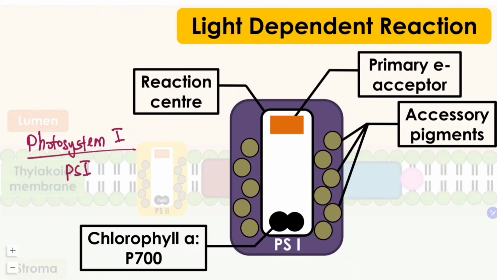The only difference is the reaction center chlorophyll is P700. It is still made up of a pair of chlorophyll A, but now the chlorophyll A is called P700. All the other components are the same as PS2.